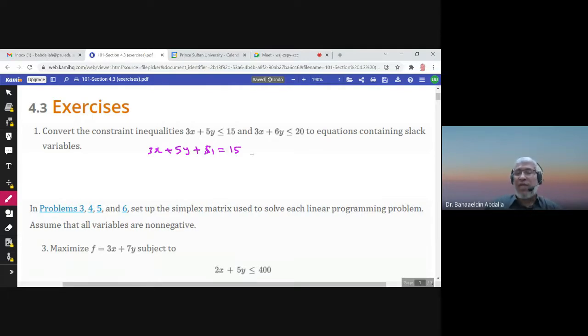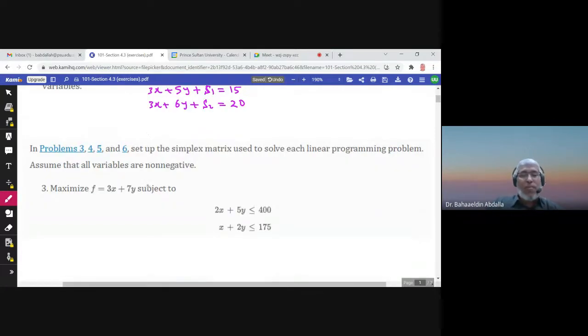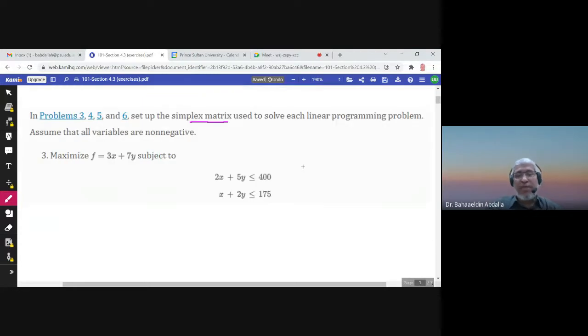And for the second inequality, we also introduce another slack variable. So 3x plus 6y plus s2 would be equal to 20. In these exercises, set up the Simplex matrix used to solve each linear programming problem. This is the first step. In task A, we set up the Simplex matrix.